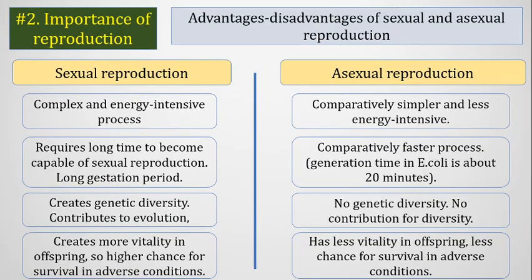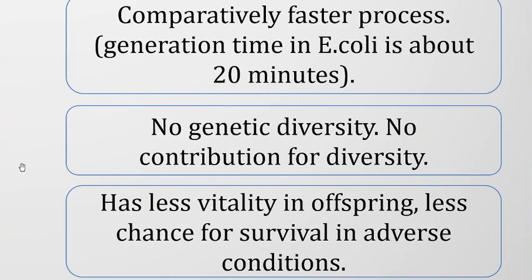And asexual reproduction has less vitality in the offspring, because the offspring are similar to the mother, and there is no genetic change. So there is a high probability that if adverse conditions come, all of the offspring will die at the same time, because they don't have any different features or advantageous features.